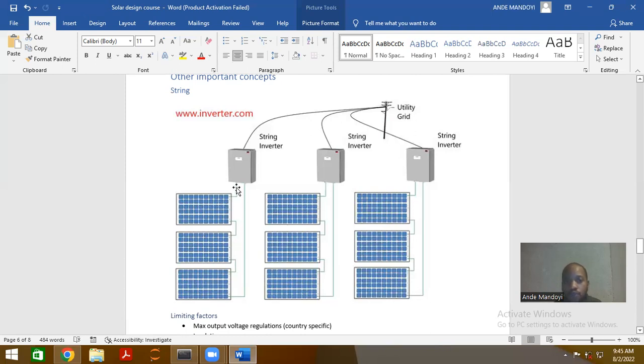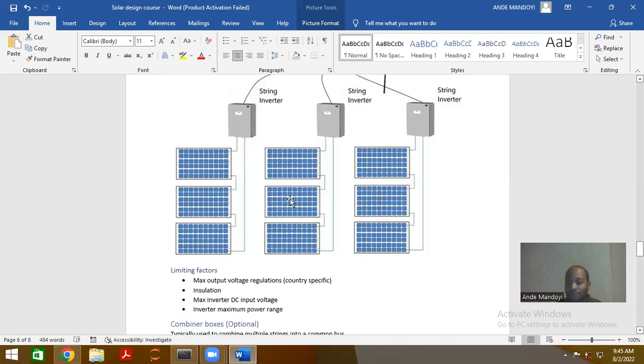So if you put a fuse in here, that fuse has to be rated at 10 amps plus 10%, or whatever your local regulations stipulate. But you'll get a feel for these things when you actually do the design work. It's not as hard as it looks.